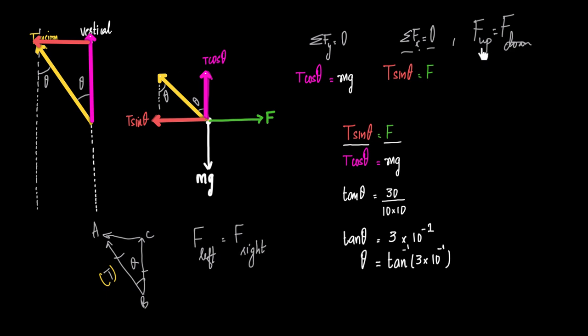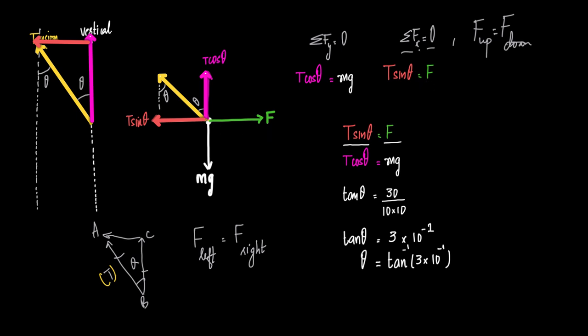So what are the forces in the up direction? The force in the up direction is T cos theta. What are the forces in the down direction? It is mg. Now sigma Fx equal to 0 implies forces along the left direction, which is T sin theta, are equal to forces along the right direction. What is the force along the right direction? It is equal to F.